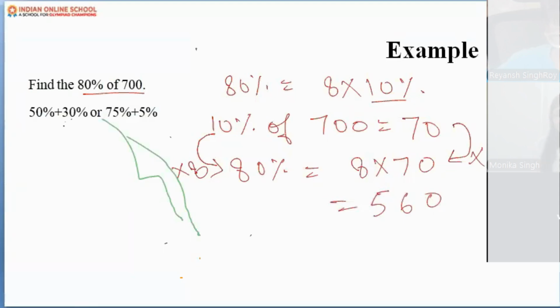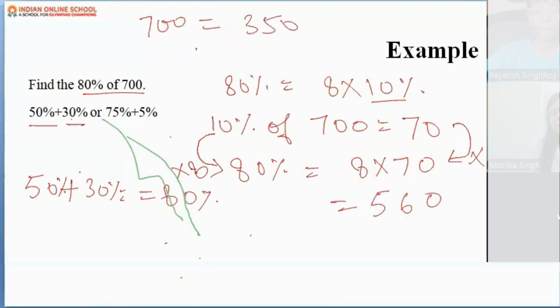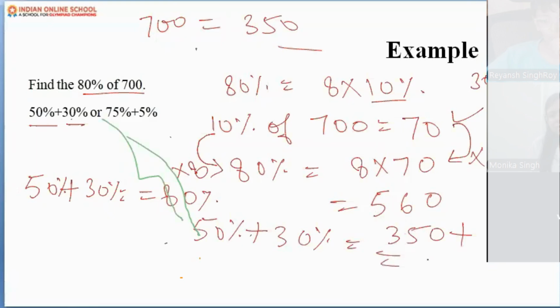You can take 50% plus 30% also. That also makes 80%. So what is 50% of 700? It means half of 700, that is 350. And for 30%, if 10% is 70, then 30% will be 3 into 70, that is 210. And 50% plus 30% is equal to 350 plus 210. Again, we get 560.